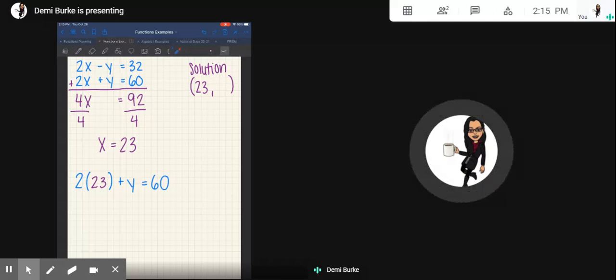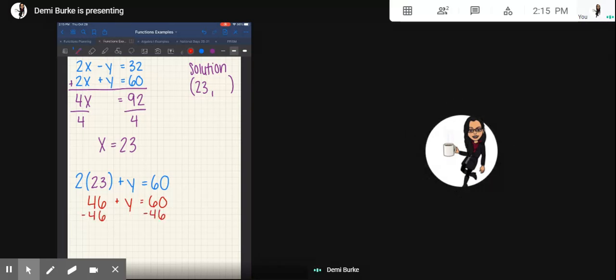Let's work in red this time, because why not? 2 times 23 is 46 plus y equals 60. To get y by itself, I need to subtract the 46 from both sides, which leaves me with y is equal to 14. So my solution, as a point, the x is equal to 23, the y is equal to 14.